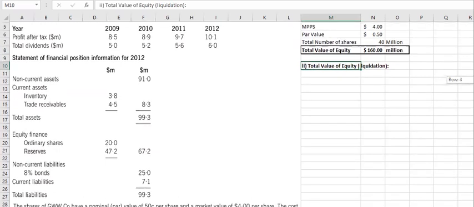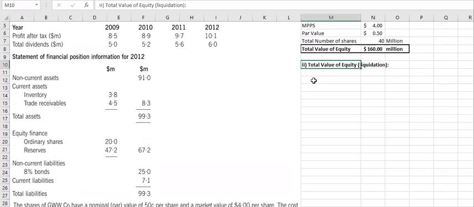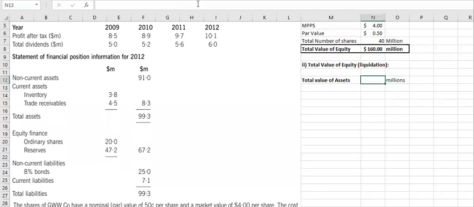So first, let's write the current value stated in the balance sheet of the assets. Total value of assets. And it's obviously going to be in millions, as all the values are in millions.